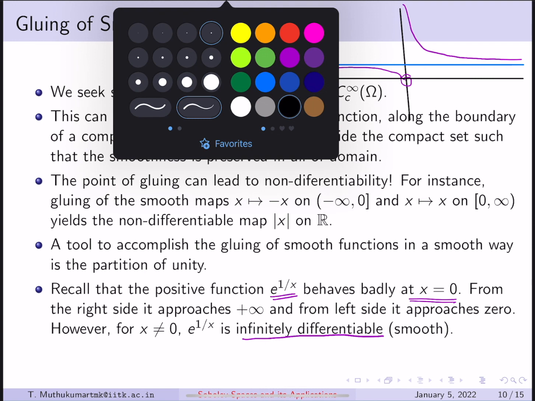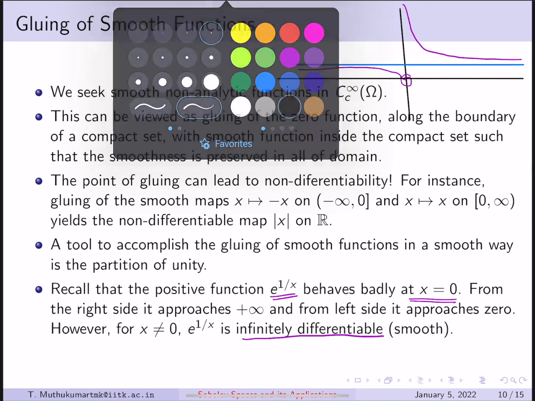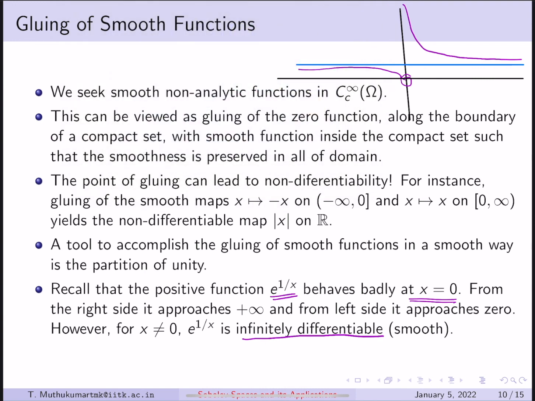Okay, so that is the kind of example you are looking for: a function which falls to 0 in a smooth way. And e power 1 over x is one such function whenever x is negative. So we are going to tweak this function to obtain some examples of C_c infinity of omega.